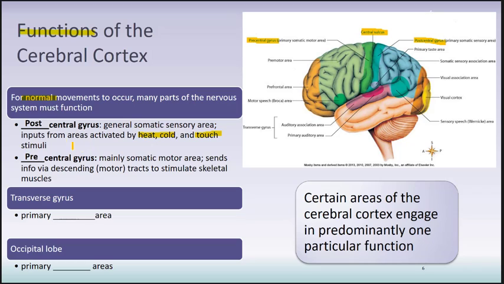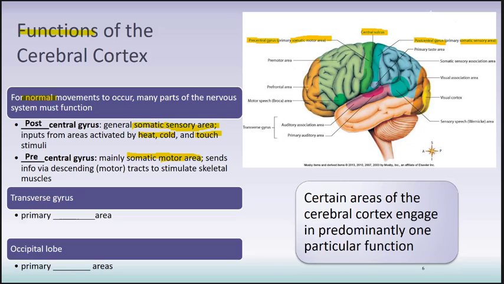And so what you can do here is associate the postcentral gyrus with sensory, and so we call it the somatic sensory area. So somatic sensory area, highlighted on the image. And the precentral gyrus you should associate with motor control. So we call it the somatic motor area, as listed here on the diagram.